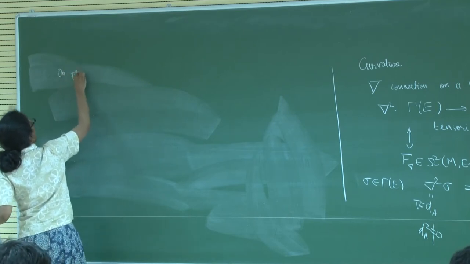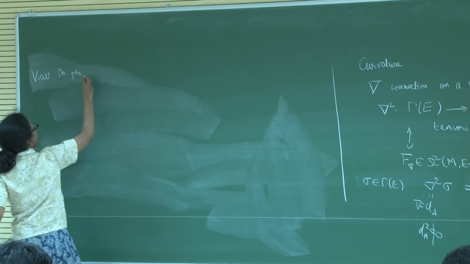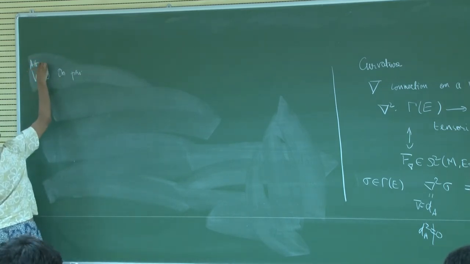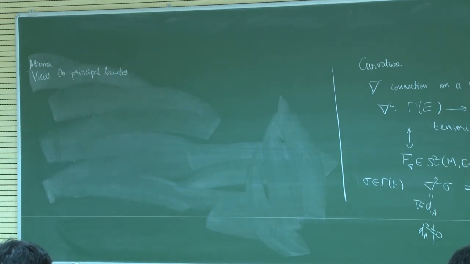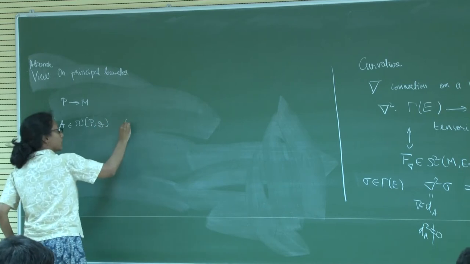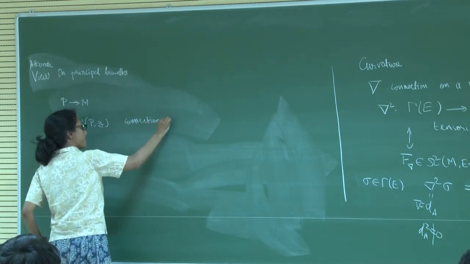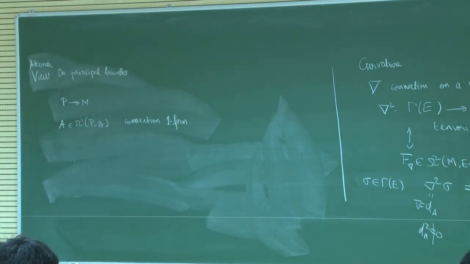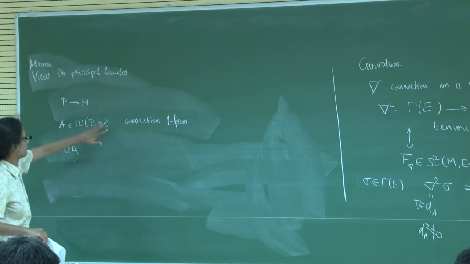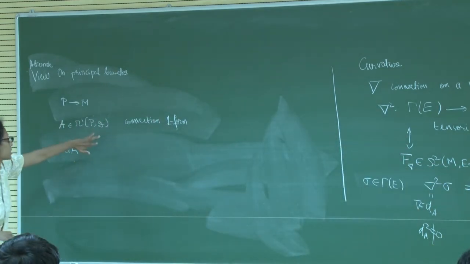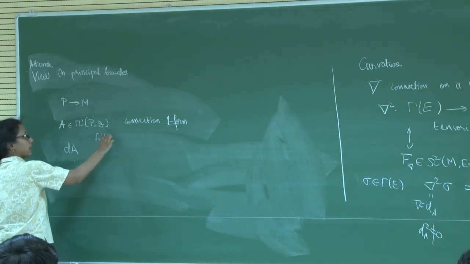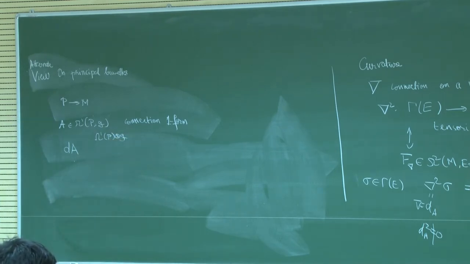So on a principal bundle, if you have a principal bundle, a connection is described by a connection one form. And we can take d of this. For something like this you cannot just take a d, but this is just a fixed vector space, so you can just take it componentwise, it's not a problem.